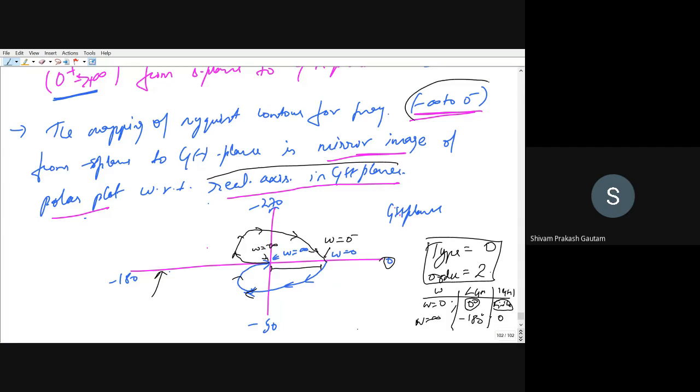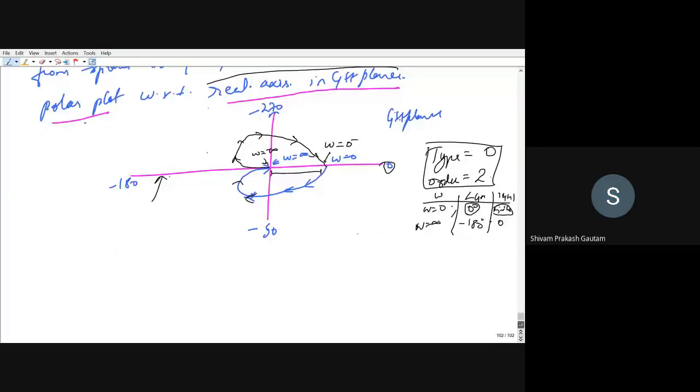I have drawn the mirror image of the polar plot, and the mirror image is nothing but the plot for negative frequency. If you have drawn the polar plot, you just draw the mirror image with respect to the real axis. That will be for the frequency minus infinite to 0. Is it okay? Have you understood the mirror image concept? Yes, sir. Okay, so that will be more clear when we see more examples.